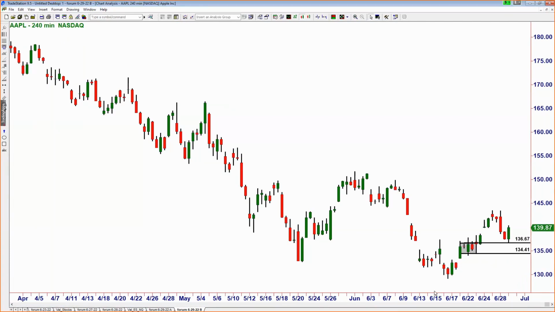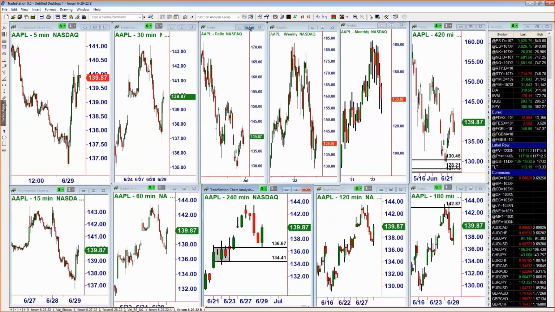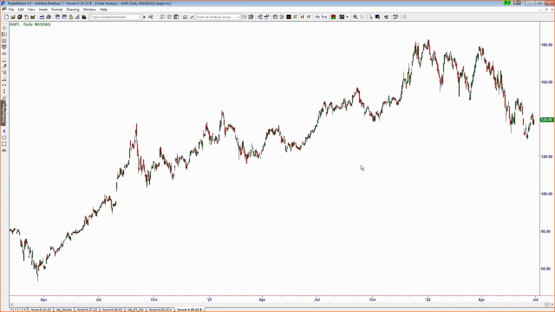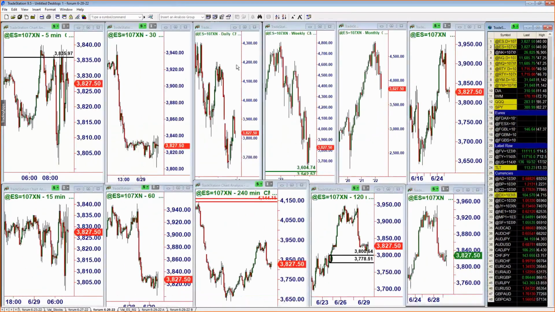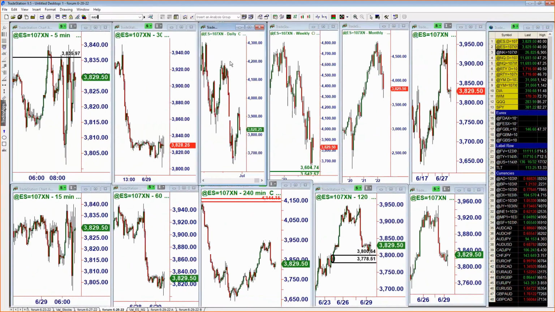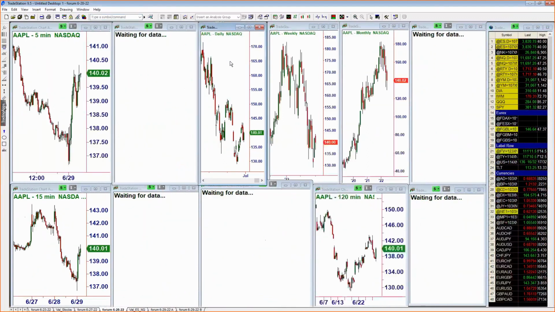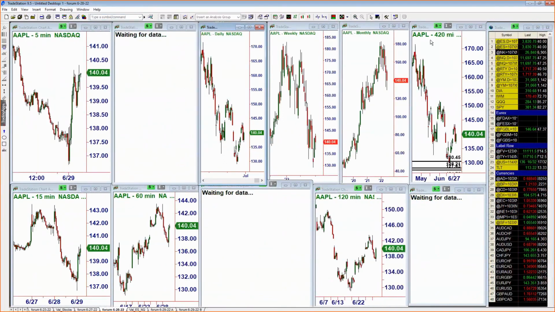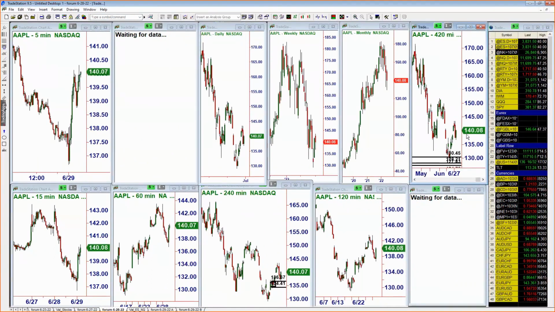But, and then the below the range demand zone, let me show you that. I believe that's on the daily here, yes. Well, we don't have it on this workspace, but actually I do over here. Oh no, there it is. Okay.